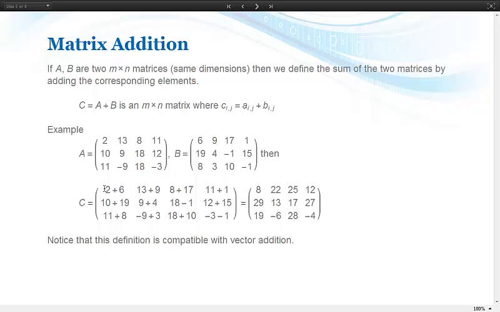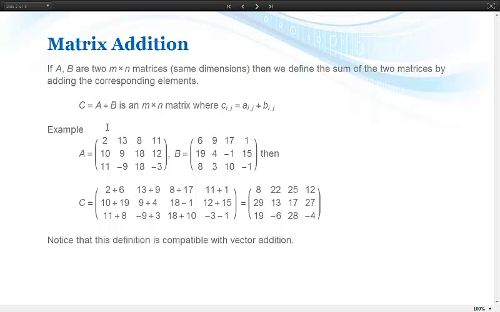And you can see we've simply added the corresponding elements, and we do the arithmetic. 2 plus 6 is 8, 13 plus 9 is 22. Notice the result is a matrix of the same dimension. C, this resulting C matrix, is also a matrix with 3 rows and 4 columns, exactly the same as the two matrices we added.